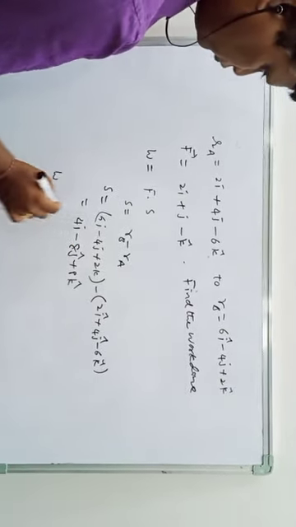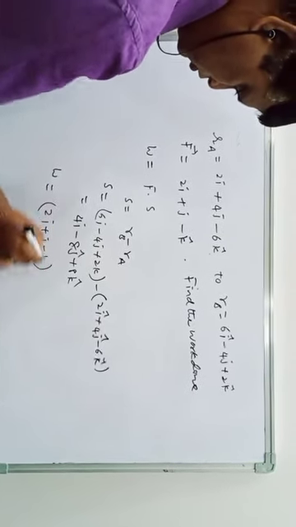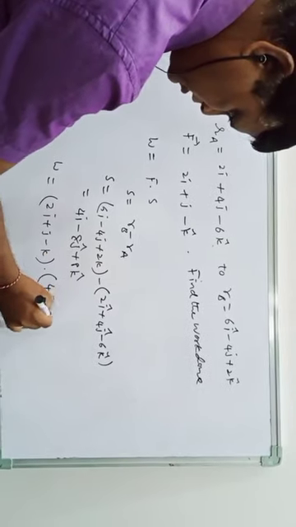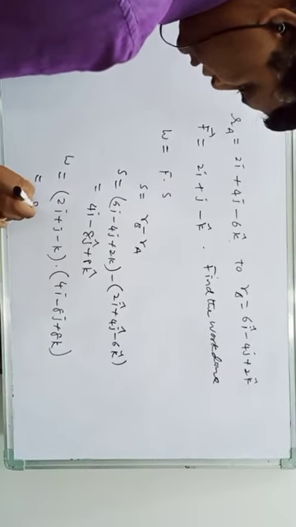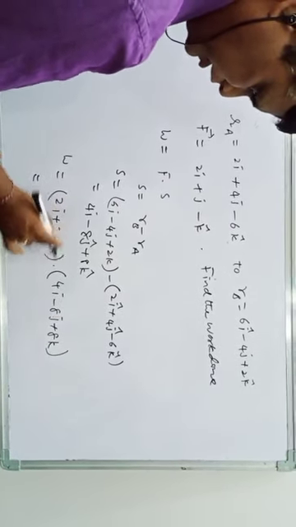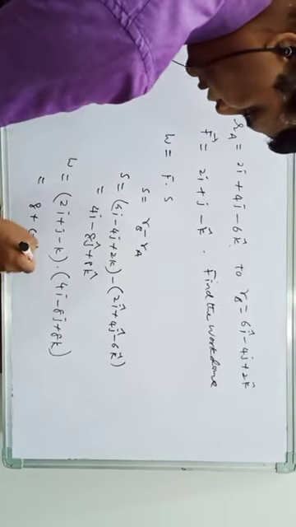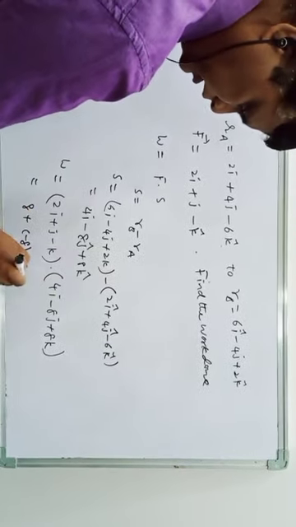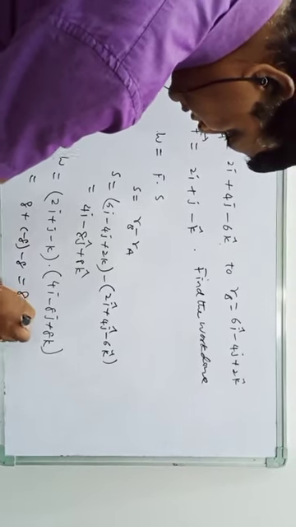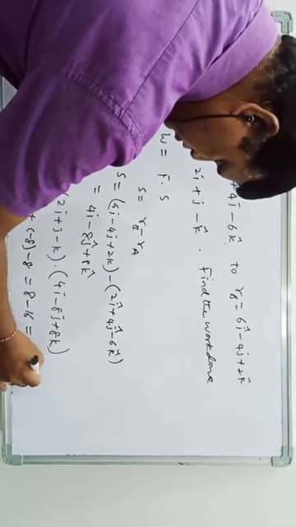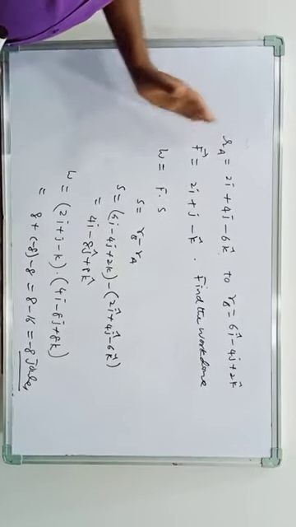Work done is equal to force (2i + j - k) dot (4i - 8j + 8k). Here 2 into 4 is 8, i dot i is 1; 1 into -8 is -8, j dot j is 1; -1 into 8 is -8, k dot k is 1. So 8 - 8 - 8 gives minus 8 joules. This is the work done by the force acting on the body.